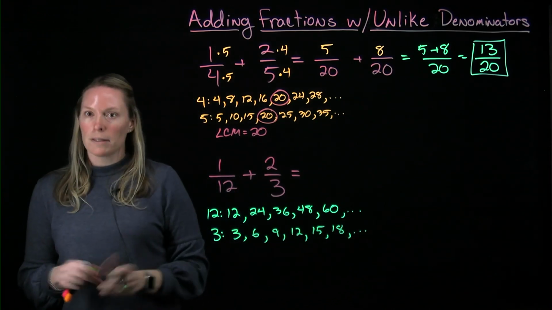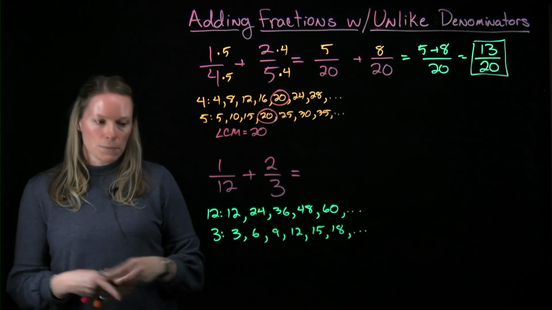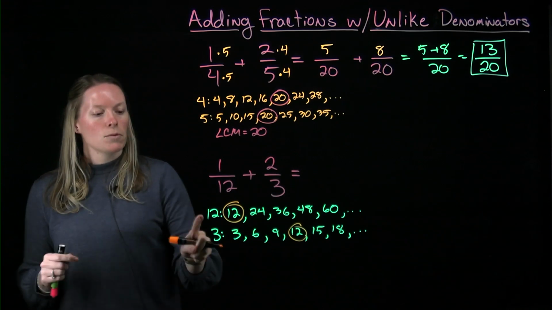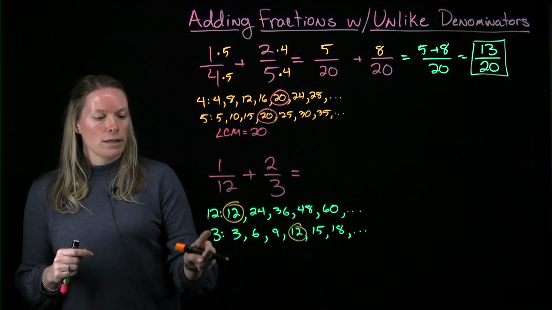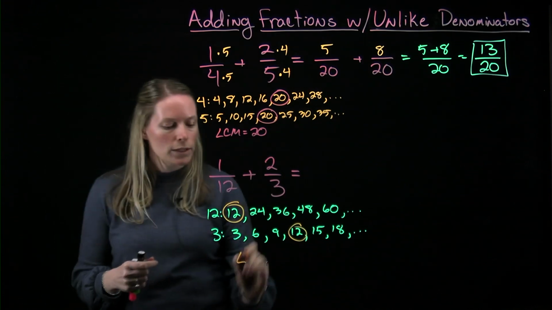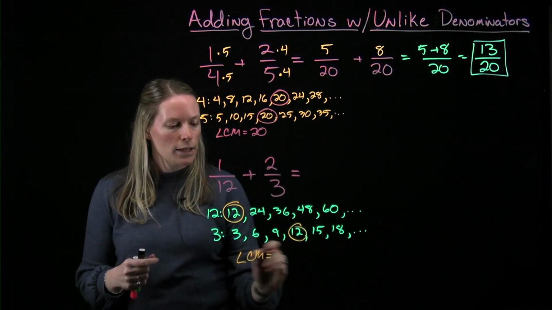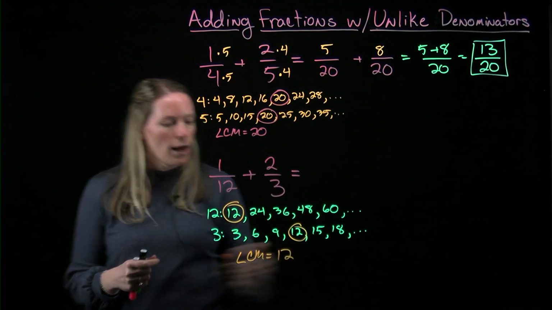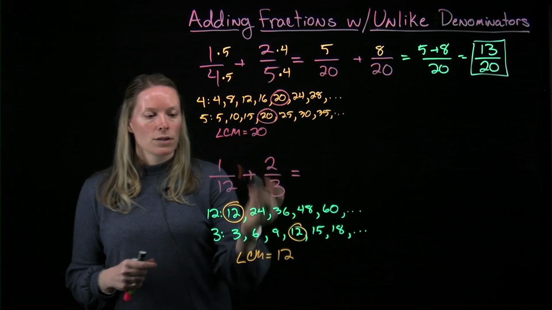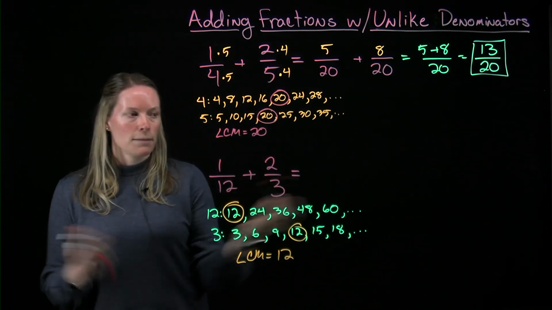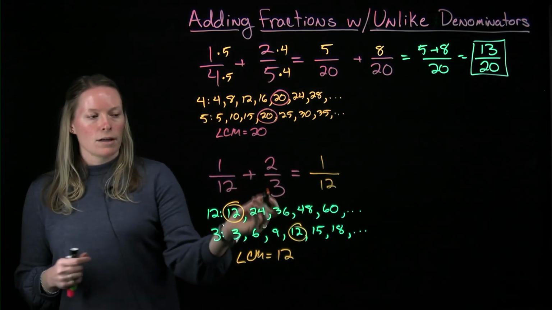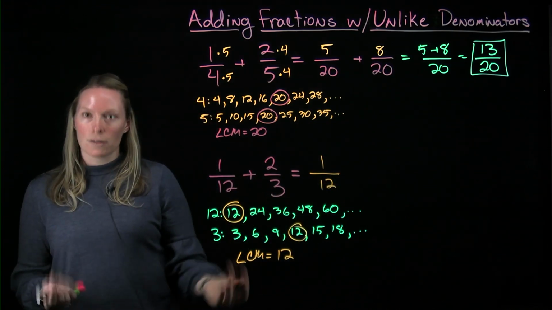Notice we do have a least common multiple. The least common multiple happens to be 12 in this case. Both multiples of 12 and multiples of 3, right, will create a multiple of 12. So the least common multiple, or in our case, the least common denominator, happens to be 12. Now, you'll notice that our first fraction already has 12 in the denominator, which means I'm just going to rewrite it. For my second fraction, however, I need to create a common denominator of 12.